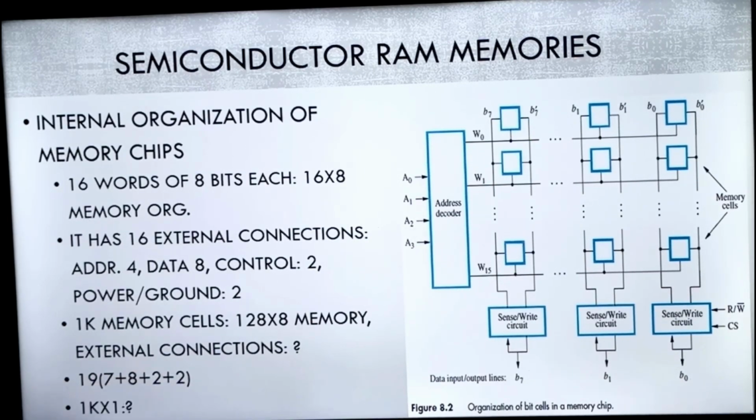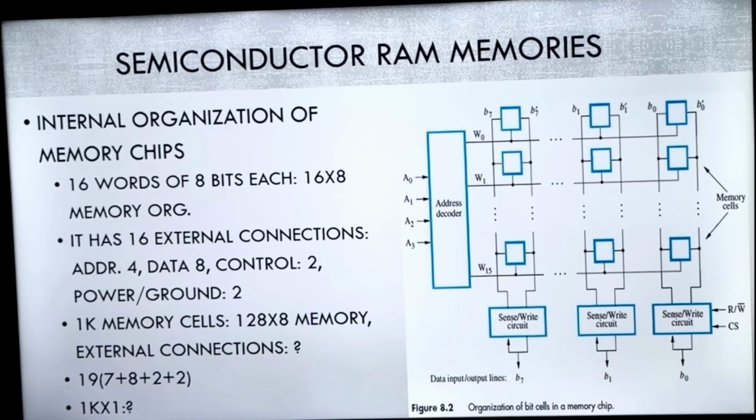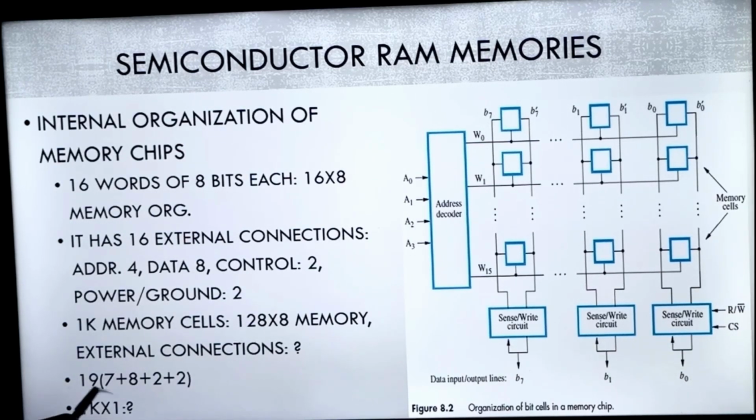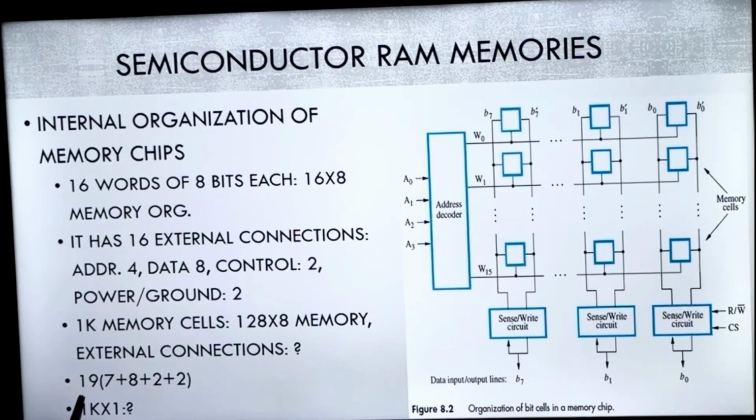7 plus 8 plus 2 plus 2. Similarly, if I ask you how many external lines will be necessary to draw this one, 1k into 1 means I have total number of words equal to 1k, 1024, and in each word how many bits are there? Only one. Then how many total lines will be there? Can you tell me? Yes. How many input lines will be necessary to get any one of these 1k words?